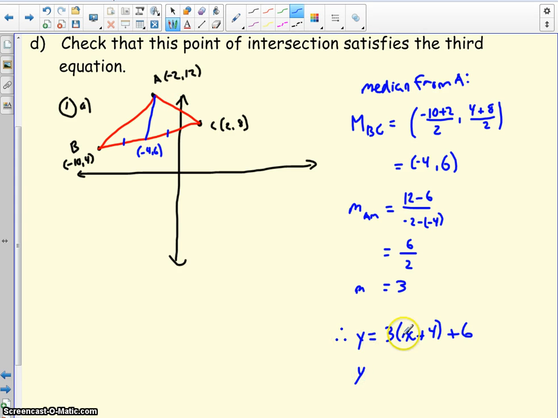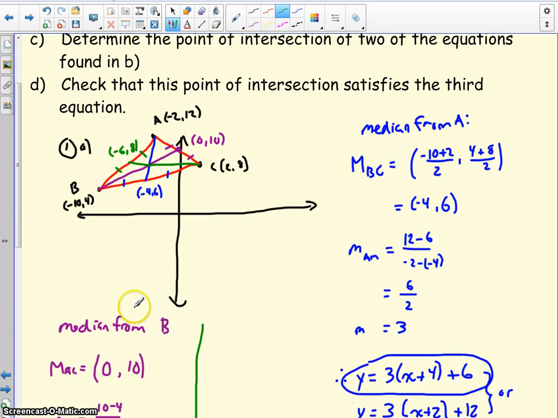If you did use that, you'd have a different answer. But if you're using the point (-4, 6), you'd have y = 3(x + 4) + 6. If you use the point A for your median, which you obviously could have done, you would have had y = 3(x + 2) + 12. Either of those is fine, but that would be the equation of the median from A. So if you're stuck on the medians, that's how you can find that one. And again, now you can try and find BC and the points of intersection.